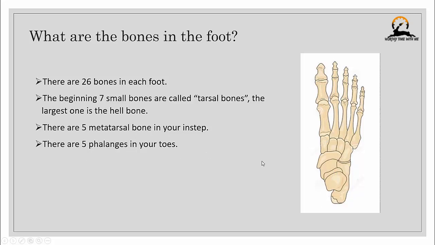There are 5 metatarsal bones in your instep, which is around here. Now there are 5 toes with phalanges. All toes have 3 phalanges except the big toe because it only has 2.